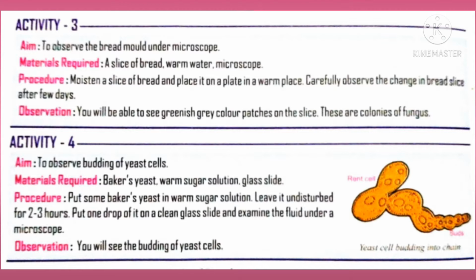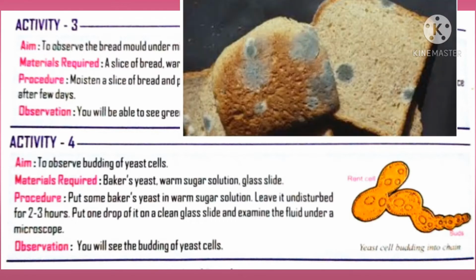Moisten a slice of bread and place it in a warm place. After a few days, we can observe green patches on the bread slice. This shows the presence or growth of fungus on bread. They live in groups, so they are called colonies of fungus growth.